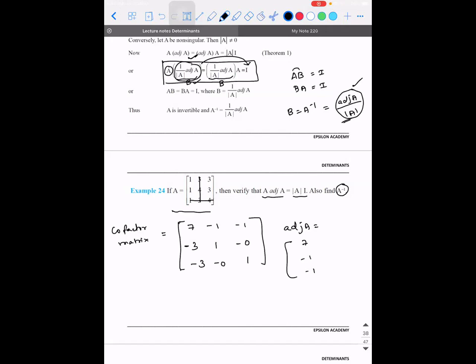7, minus 1, minus 1? Yeah, you are telling the row. Yeah, 7, minus 3, minus 3. Minus 1, 1, 0. Here you have a 1. Here also it is 0. Okay. Now what is A into adjoint of A?